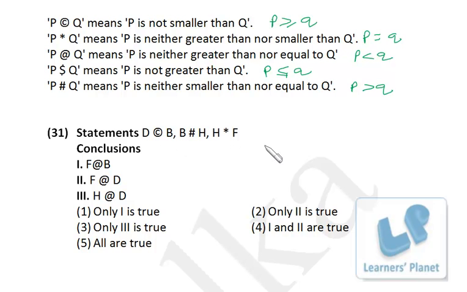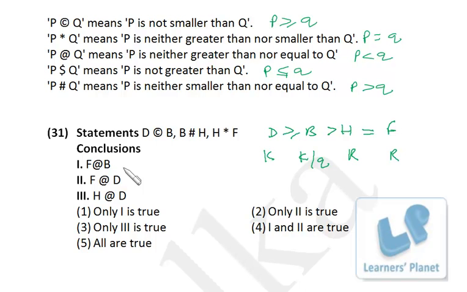D C B, that means D is greater than equal to B. B hash H, that means B is greater than H. H star F, that means H is equal to F. So greater than sign, we can start from here. King, maybe queen, maybe rook, and this is a rook. Okay, very simple to do.